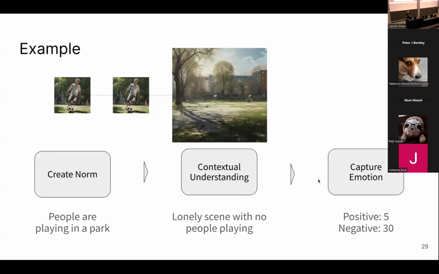And then in this context, this image is interpreted as a lonely scene with no people playing. And we get a PANAS score of positive affect 5 and negative affect 30, where each number is a maximum of 50.